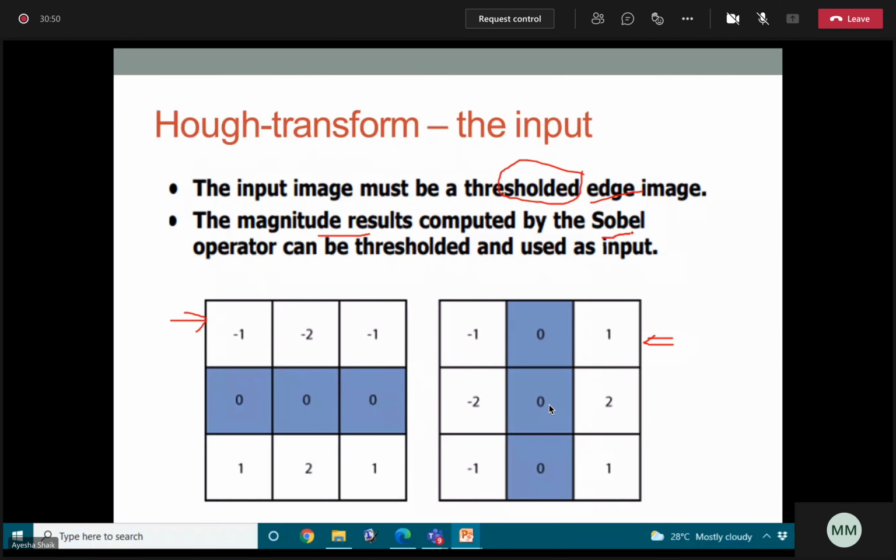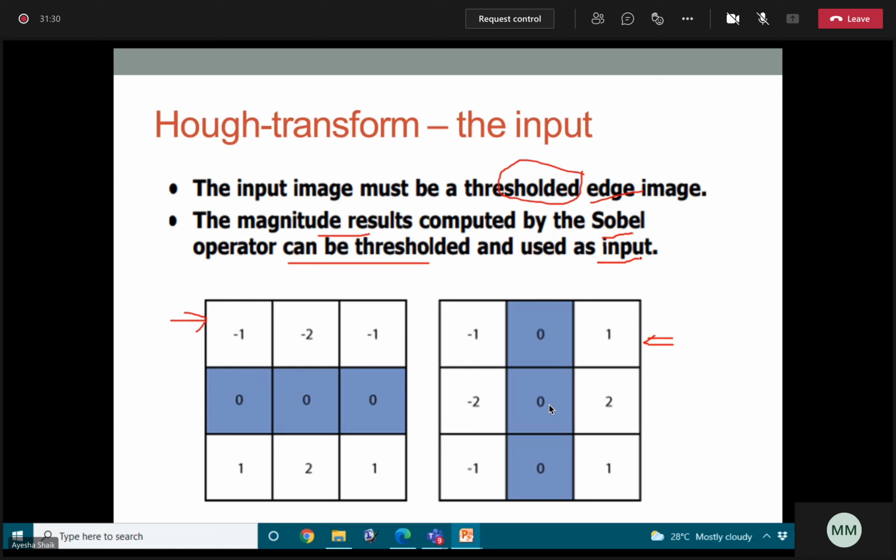Here you can see there is -1, -2, -1, then zeros, and then 1, 2, 1. We apply this in the horizontal direction to detect edges. Similarly, when we want to detect vertical edges, we can apply the transposed mask. This is our Sobel operator. Similarly, we have Roberts and Prewitt, different edge operators. By using this mask we can detect the edges, perform thresholding, and then pass it to the Hough transform.